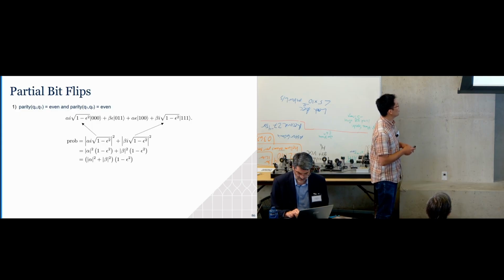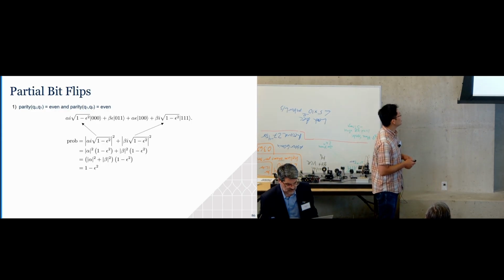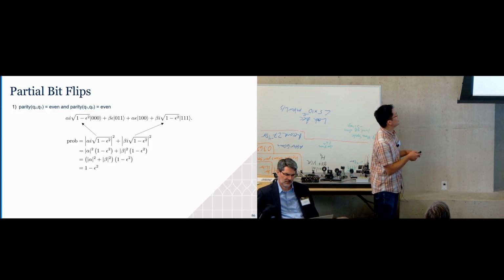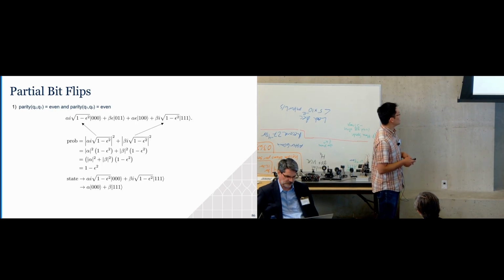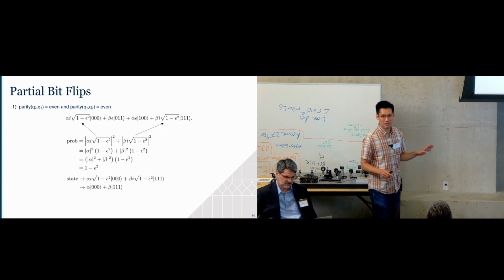And the norm of alpha squared plus the norm of beta squared must be 1, because the total probability should be 1. So it's probability 1 minus epsilon squared. You'll find that everything is even. And when that happens, the state is going to collapse to these 2, which we then have to normalize, which just gives us alpha times all zeros plus beta times all 1s, which is the state that we want. That's nice and without any errors.